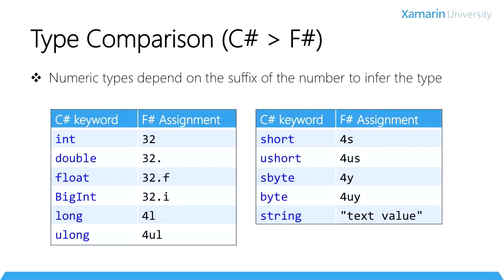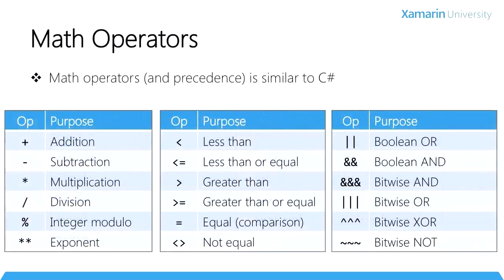Just in case you're wondering, operator overloading is supported in F#. Let's look at the maths operators and see how they differ from C#. You can see the addition, subtraction, multiplication, and division. There's no real difference there between F# and C#. You can also see we have the integer modulus, that's the percentage sign, and the exponent or power is the double asterisk. The less than or equal, greater than or equal to remain the same for F#.